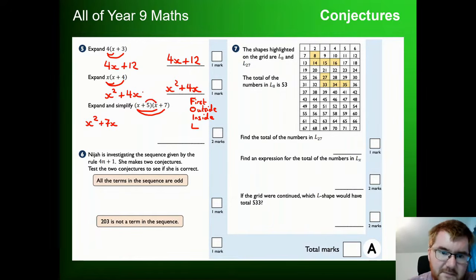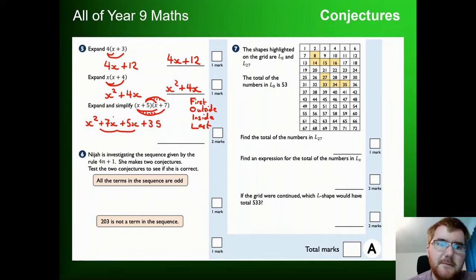So the 5 times x, that's equal to 5x. And then finally the last one, the one that we haven't done. I also call this the double hook. Notice you've got a hook at the top and a hook at the bottom. So 7 times 5 is equal to 35. But we're not finished at this point because we can collect the terms in the middle. So x squared stays as it is. 7x plus 5x is equal to 12x. And then 35 stays as is as well.